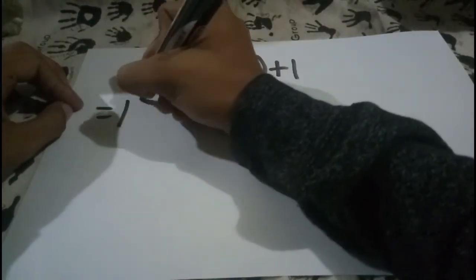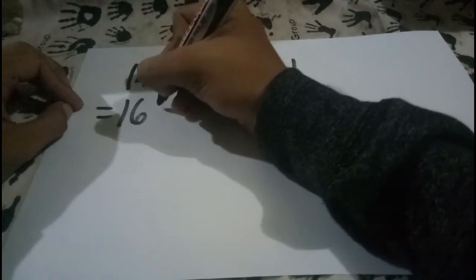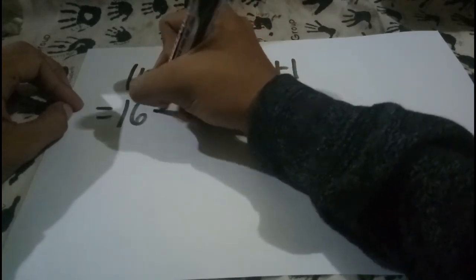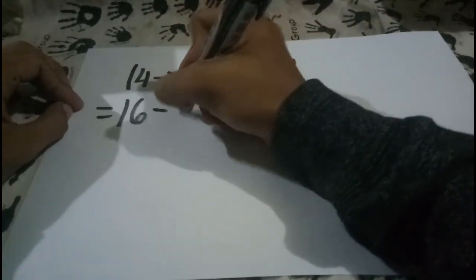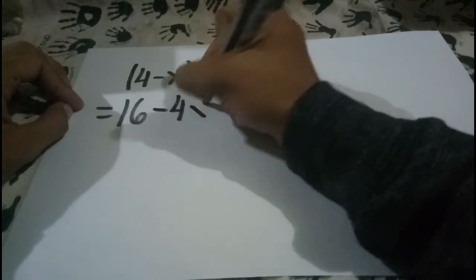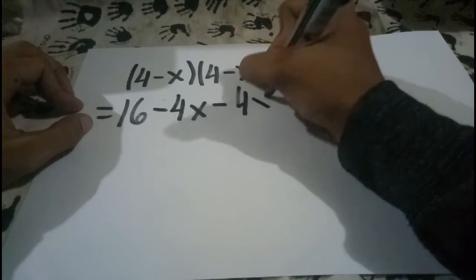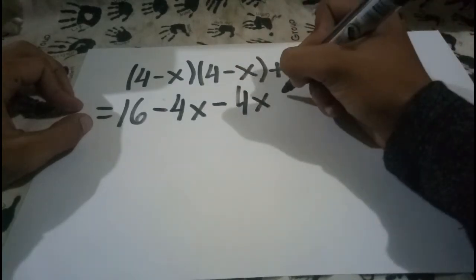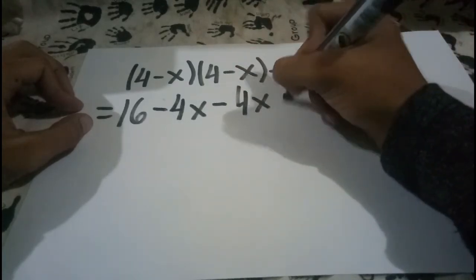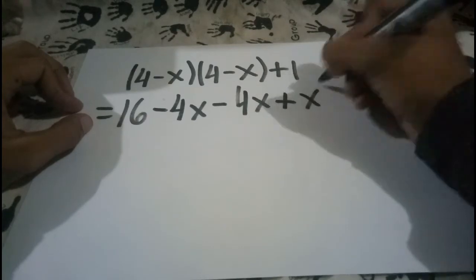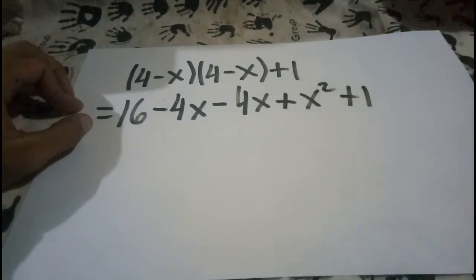So we will be having 16, negative 4x, and another negative 4x, and positive x squared plus 1.